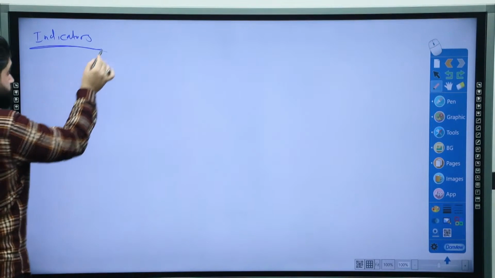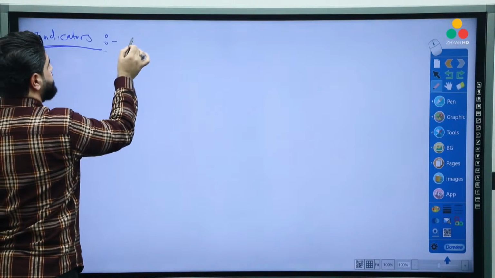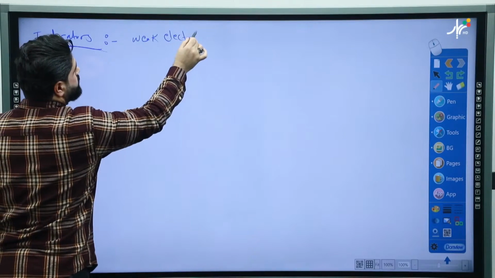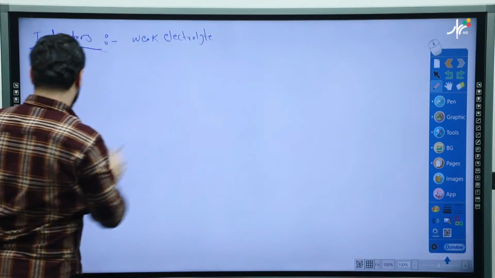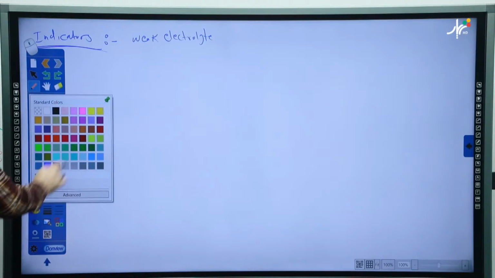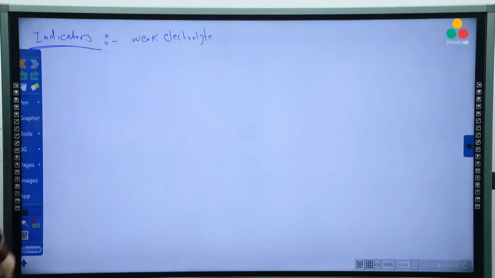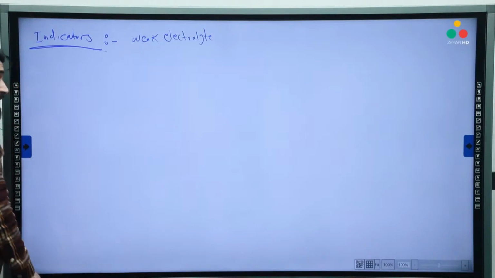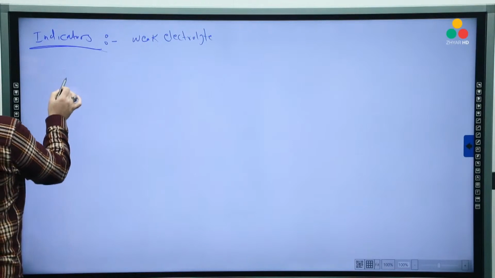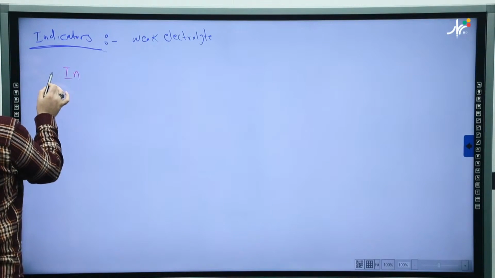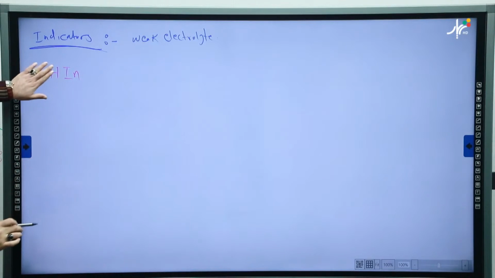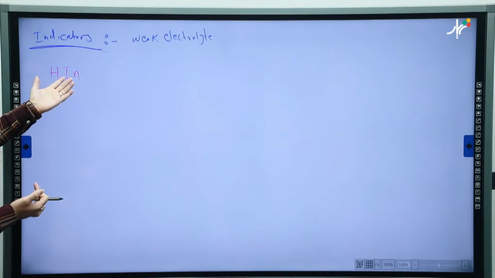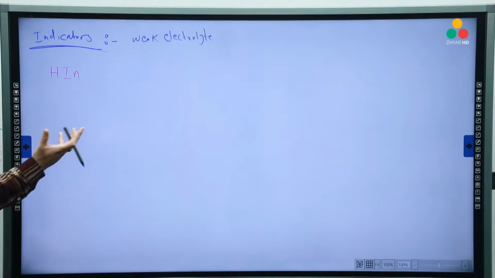Indicators are weak electrolytes. It means that they ionize partially, and they dissociate partially if they are ionic compounds. Indicators have the symbol In, and they have a proton. In means indicator, and they have a proton they can release, and after that they become a negative ion that can accept a proton.